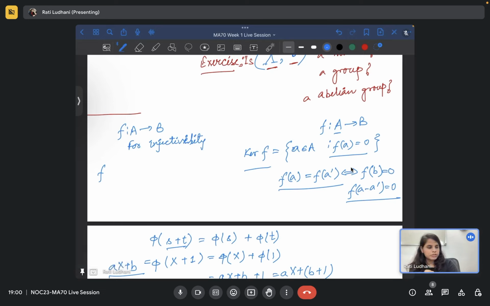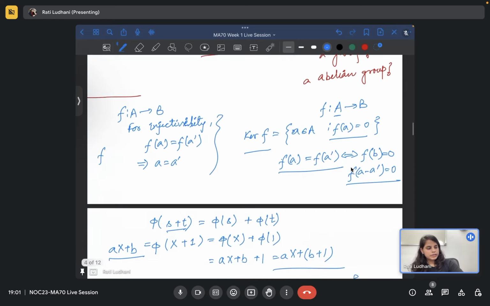Two distinct elements which map to the same element. So what you want to make sure is that if f(a') is equal to f(a), then this implies a is equal to a'. This is injectivity, right? Now if you say kernel, the kernel is this property.